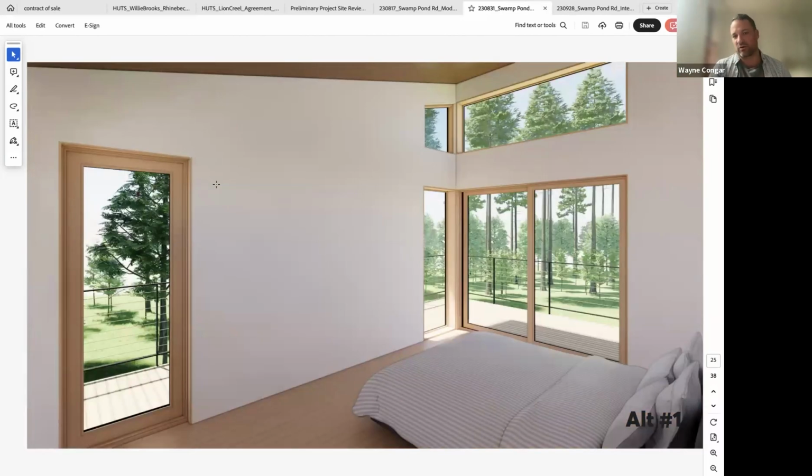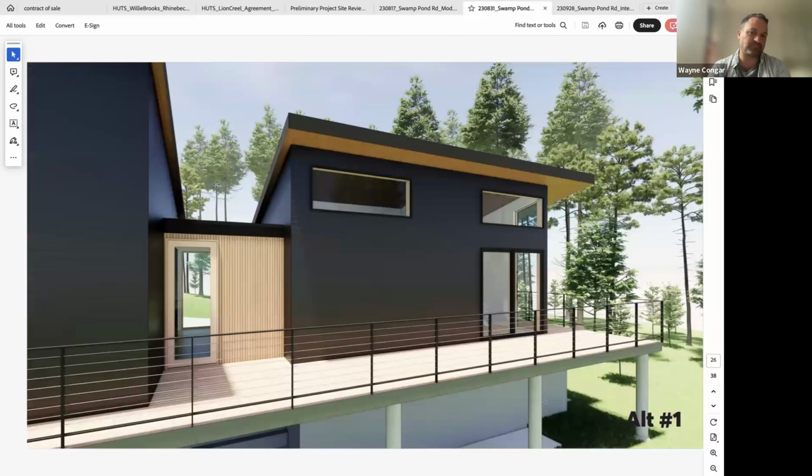Same kind of corner detail here on the primary suite. And starting to create some material shifts: this is a box, then there's a light wood space in between, in this sort of liminal area that connects one space to the other, and then the next thing is another box.